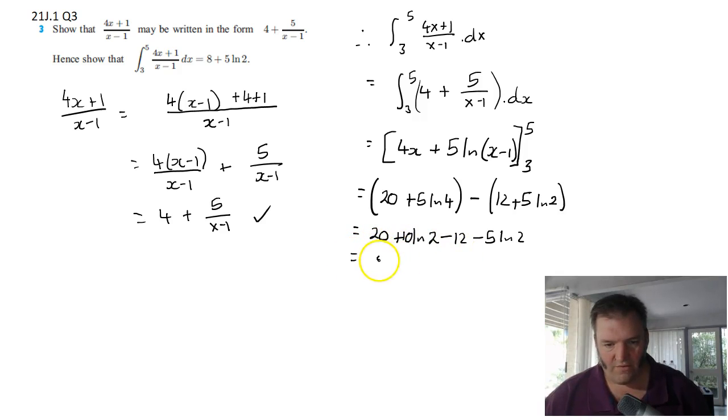20 subtract 12 indeed gives me 8. 10 log 2 minus 5 log 2 is 5 natural log of 2. And we're done.